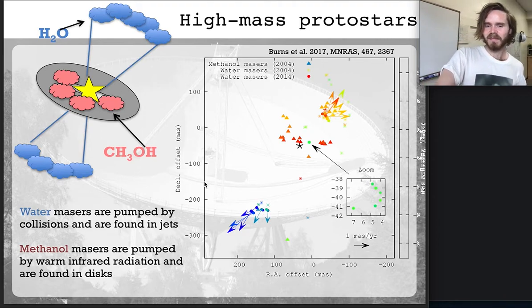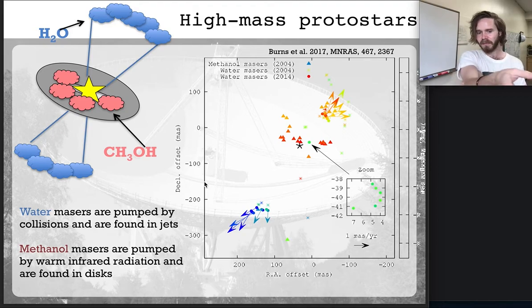So then another kind of context for star formation, and I already alluded to this a little bit earlier, is the high mass protostars. So the disk of a high mass protostar has the right physical conditions, which is warm infrared radiation in disks. So that's where you typically find those. And then the water maser emission, as we've now mentioned enough times that I'm definitely sure you're going to remember it, they are produced in the shocks by collisions. So what you end up with is this kind of scenario here.